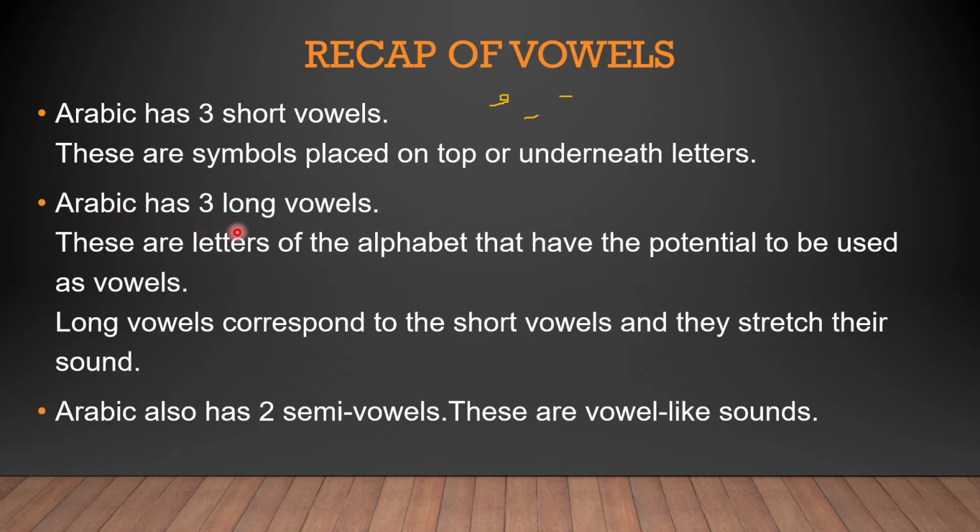The Arabic language also has three long vowels. What are the three long vowels? It's alif, waw, and ya with sukoons on them. These are letters of the alphabet. Alif, waw, and ya are the letters that have the potential to be used as vowels. Long vowels correspond with the short vowels. Alif corresponds with fatha, ya corresponds with kasra, and waw corresponds with dhamma.